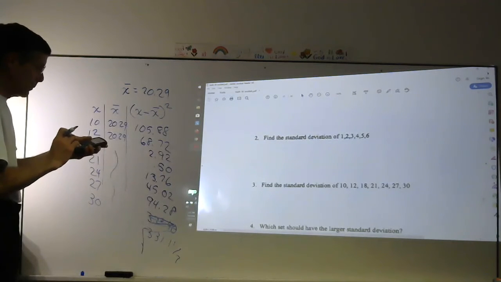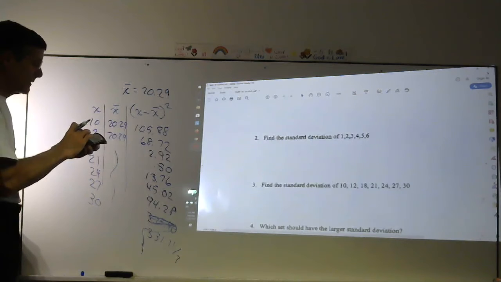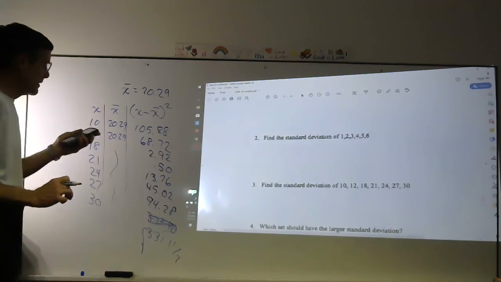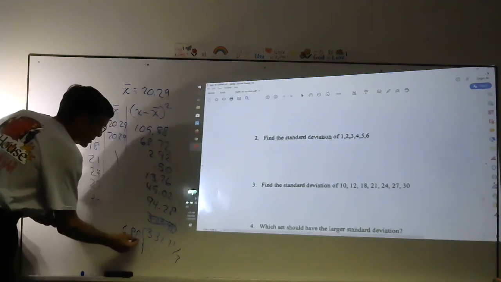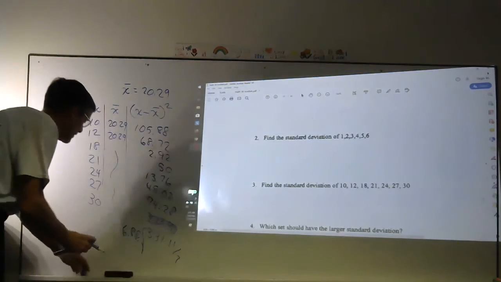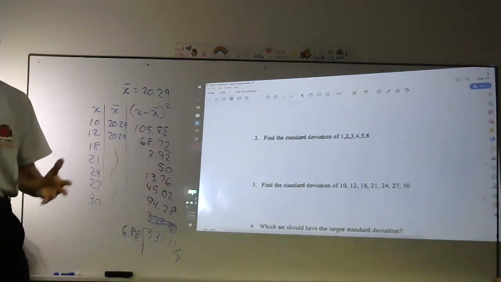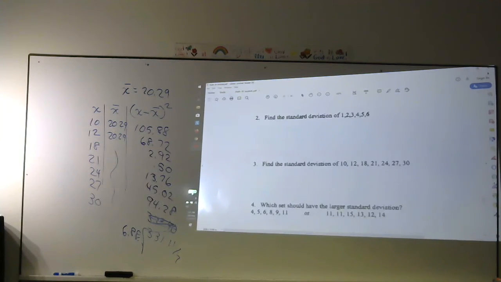So 331.11 divided by 7, and take the square root of your answer, and I get 6.88, which is the standard deviation, okay? So that is how you find standard deviation, and hopefully you don't mess up in your calculations like I did.